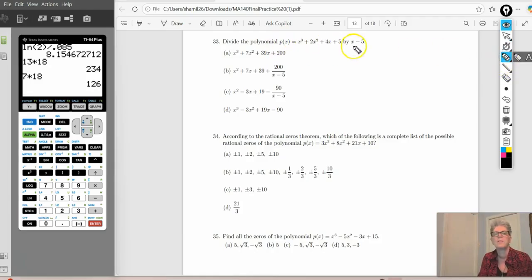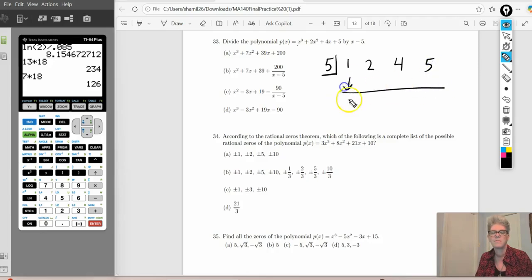Divide that polynomial by x minus 5. I'm going to use synthetic division. So it's x minus the number in the box. So a 5 goes in the box, not a -5. And then I need to have my coefficients and make sure every power of x is represented. So I have 1 times x cubed plus 2 times x squared plus 4 times x plus 5. Then I draw a line down here.